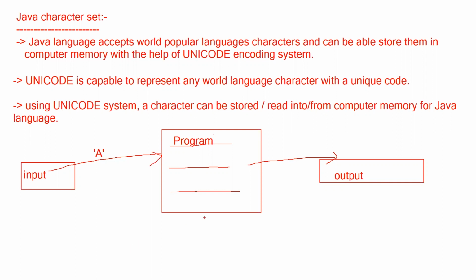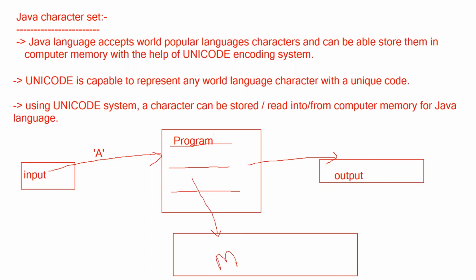So then this program can store letter A in the memory. So this is a memory, you can assume. So in this, how will it store? What is the Unicode for A? For the character letter A, the Unicode is 65. So 65 can be stored in the memory in binary form.